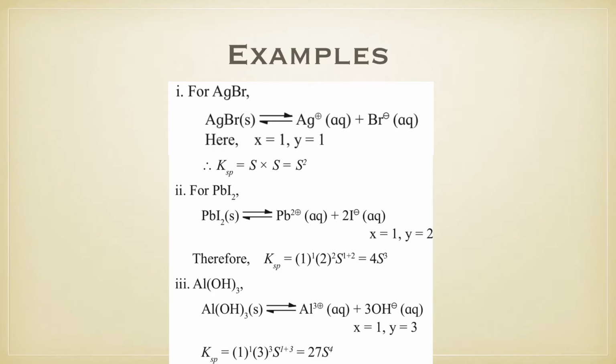Okay, so second example now, for lead iodide. Again, the first step is to write down its reaction. So PbI2 will dissociate into Pb2+ plus 2I-, right? So over here X is equal to 1, Y is equal to 2. So applying the formula, Ksp equal to what? It will be X raised to X into Y raised to Y, dot S raised to X plus Y.